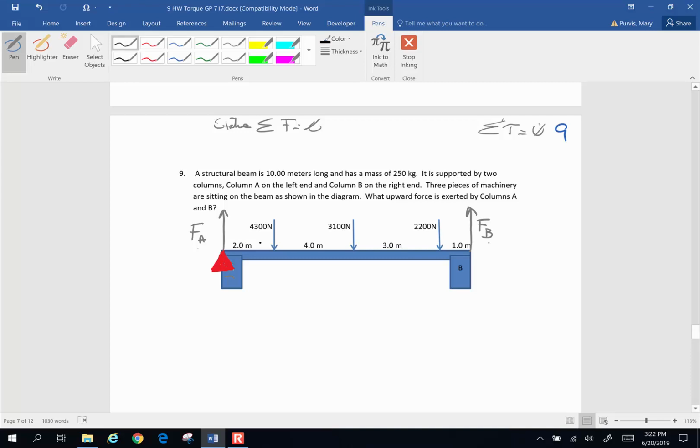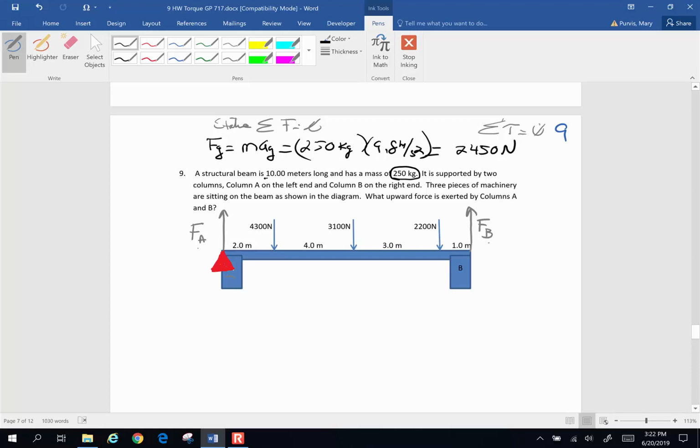Before I do this, there's one more thing I have to look out for, and that is we're given the weight of the actual beam itself. If something is symmetrical, its weight applies at the geometric center. So the force of gravity of that beam is going to be its mass times the acceleration of gravity, 250 kilograms times 9.8 meters per second squared. So the weight of that beam is 2,450 newtons.